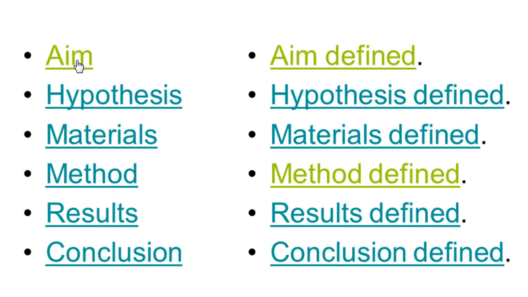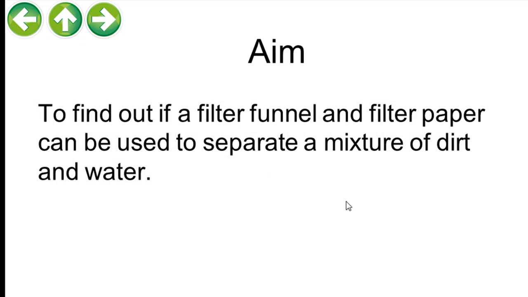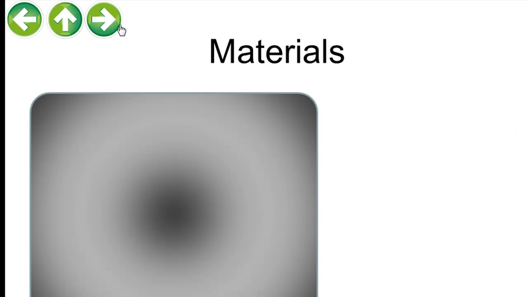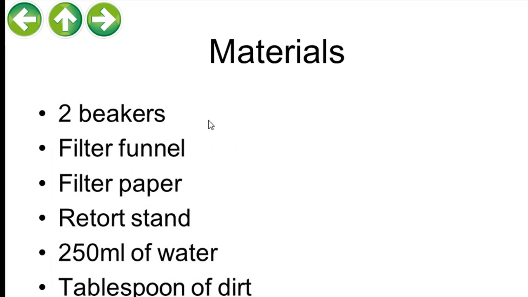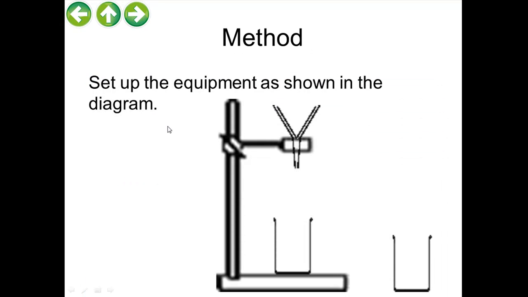So for the filtration experiment, the aim might be here, and you simply click here and it reveals your own aim. Then you can go to the next slide, which is the hypothesis. Talk about it with your kids. Hey kids, what do you think our hypothesis might be? Materials. Okay, what are we going to need for this experiment? Once you've elicited some responses, you can reveal those. Method, again, same thing. And the template includes some diagrams of common apparatus.